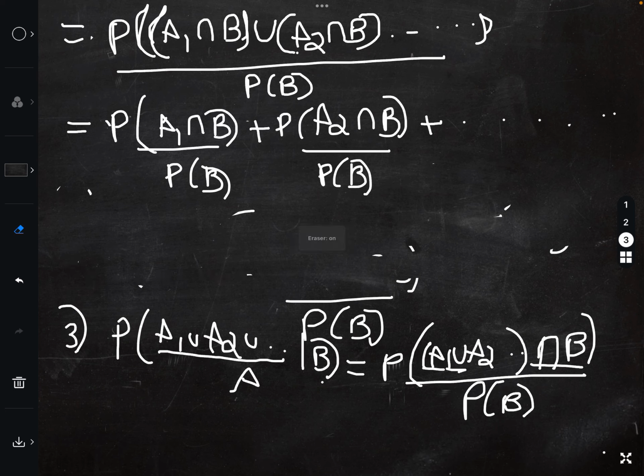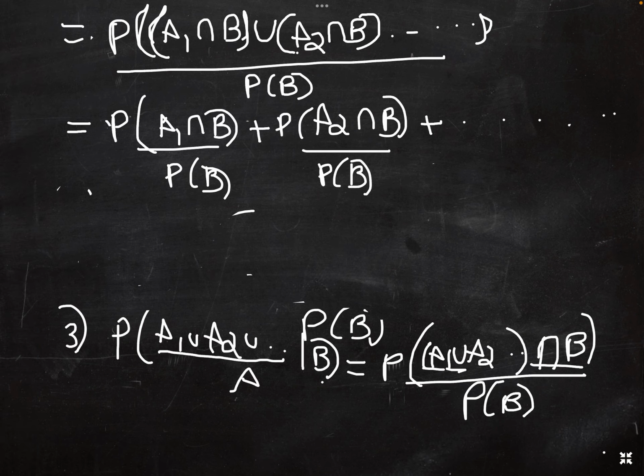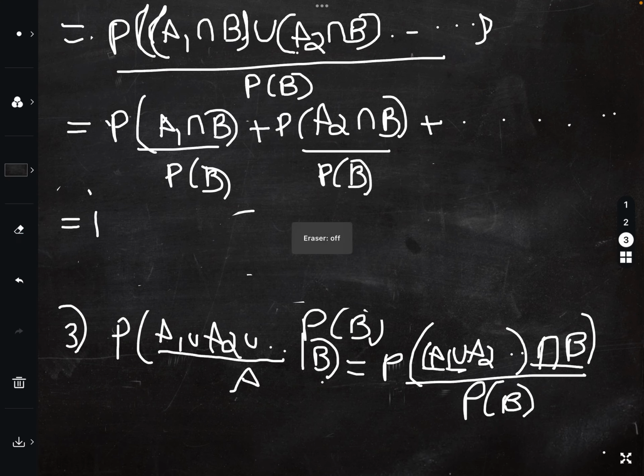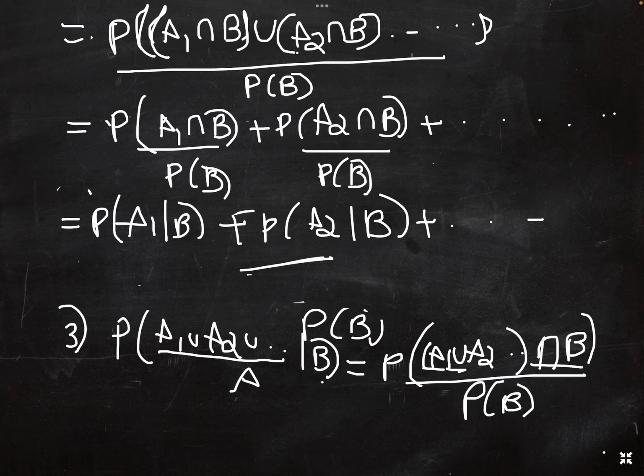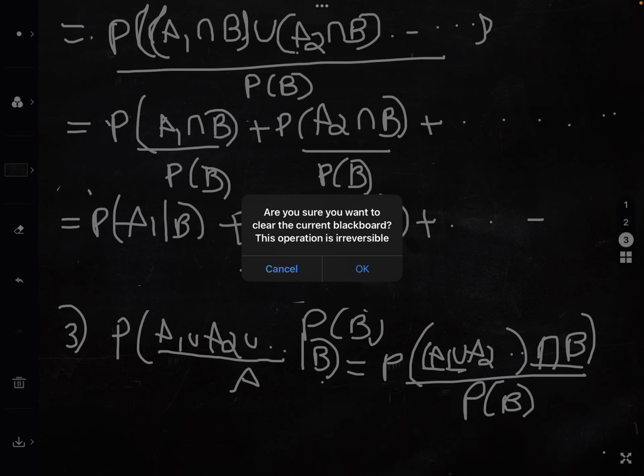So we know that the probability of A given B is equal to P of A intersection B divided by P of B. So here we can write it as P of A1 given B plus P of A2 given B plus etc. So axiom 3 is also satisfied. Therefore, conditional probability satisfies all the axioms of probability.